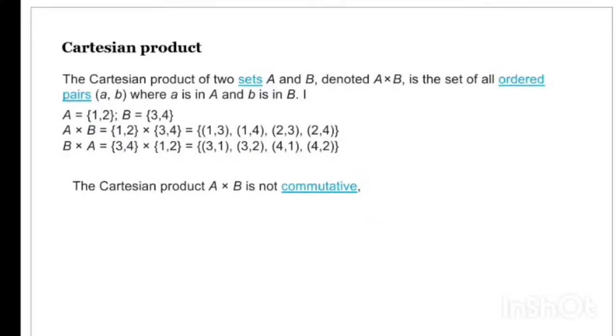This is all about the concept of set theory. In the next section, we will discuss some MCQ type questions on set theory.